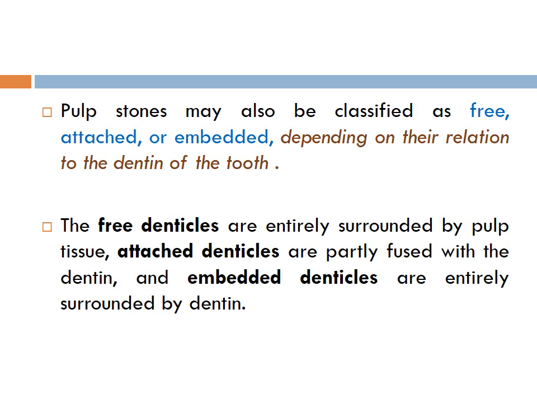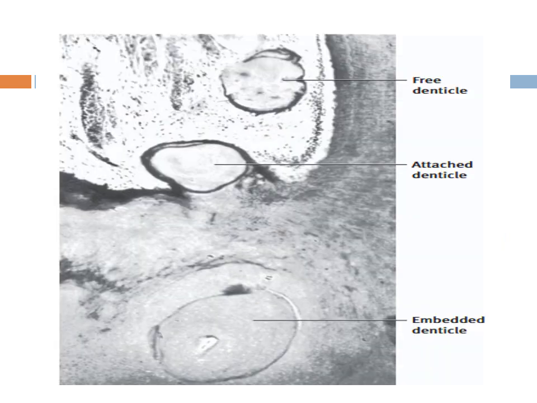Pulp stones may also be classified as free, attached or embedded depending on their relation to the dentine of the tooth. The free denticles are entirely surrounded by pulp tissue. Attached denticles are partially fused with the dentine and embedded denticles are entirely surrounded by dentine. Here you can see three of them.